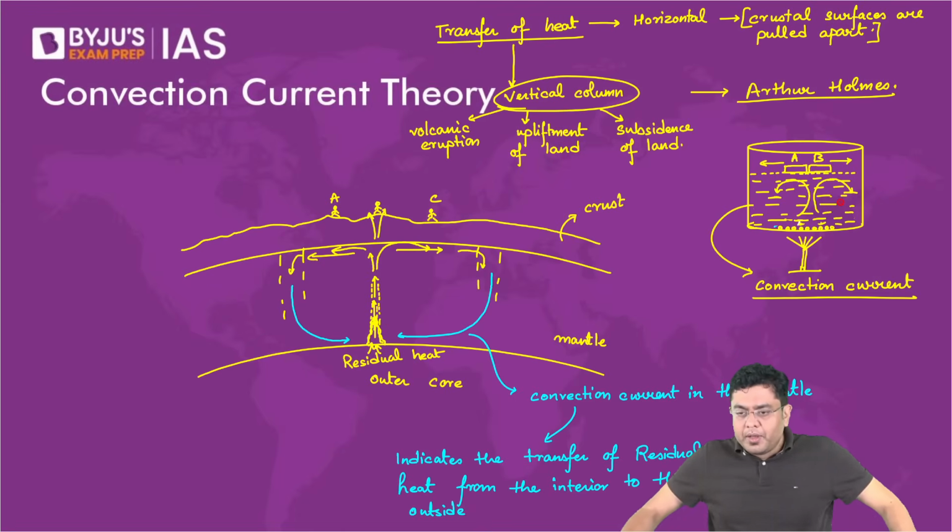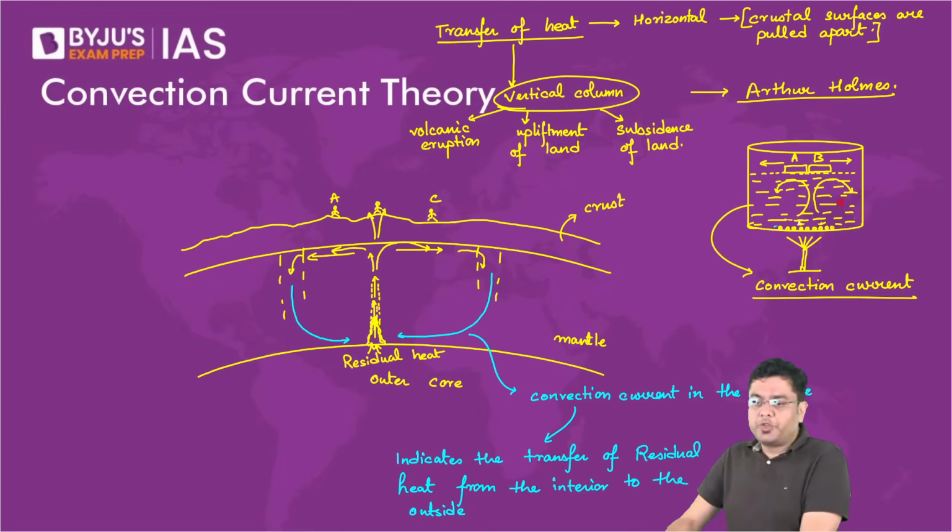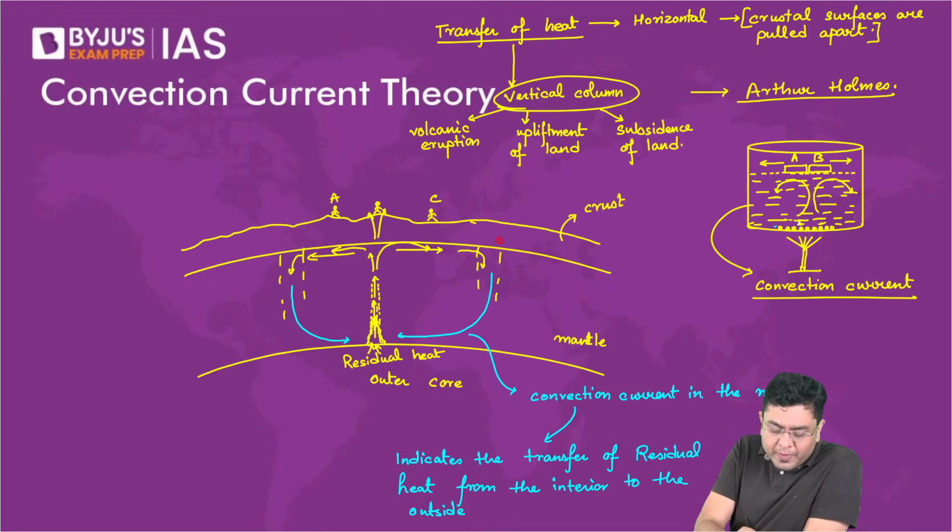Okay. Yes, Vikram, convection current applies to liquid itself. Subsidence of land means in those portions the land will tend to sink, form a trench, or in general they will have a movement like this and so on. So that is the subsidence of land.